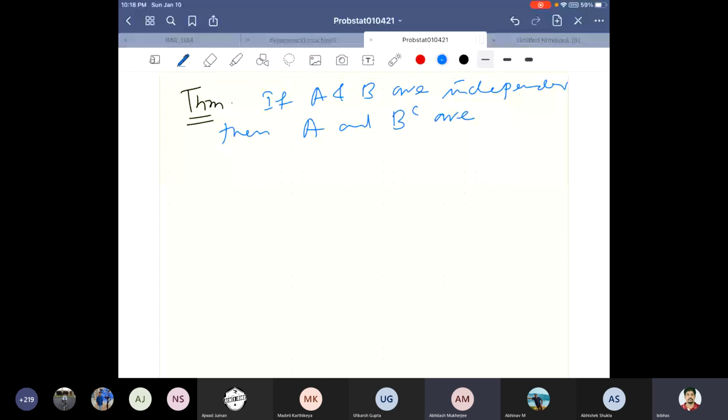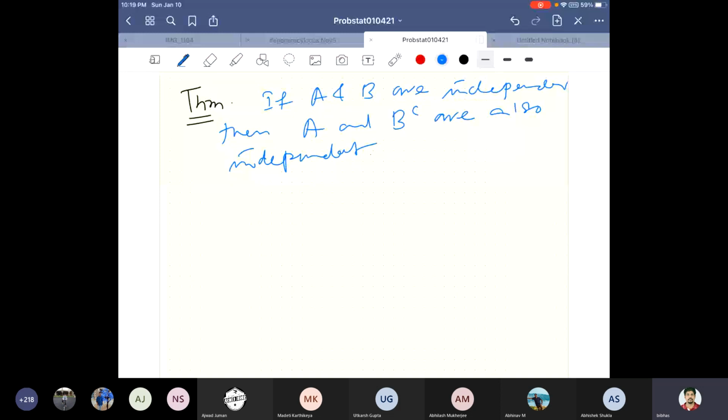Sir, that's because first of all, we know that A does not depend on the occurrence of B. So A does not care if B has occurred or not occurred. Its probability will still be the same. That's why. Okay, can anybody give a mathematical proof of this?